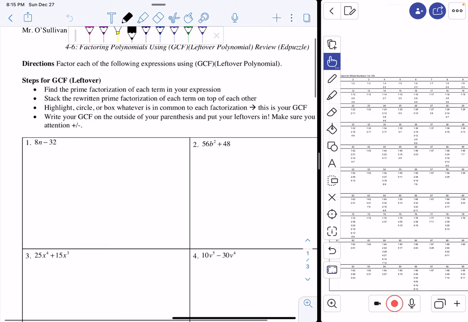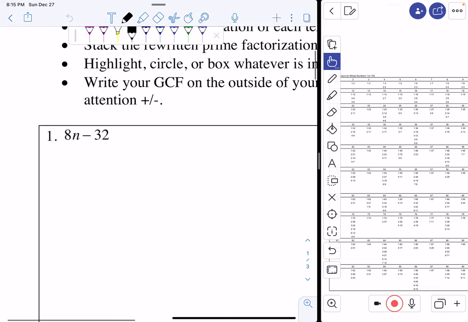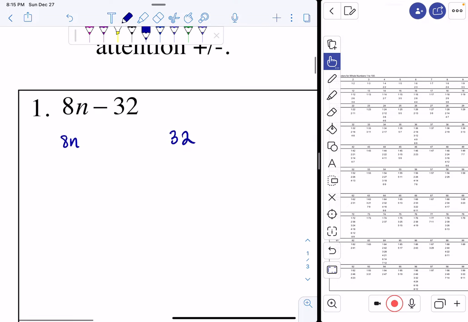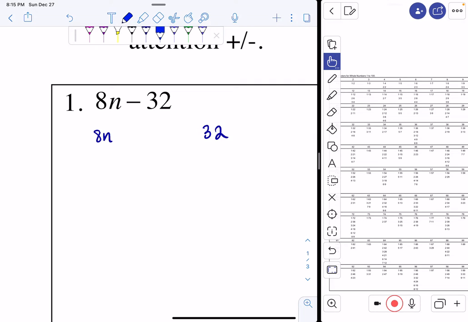So for our first example, we want to find the GCF and leftovers of 8n minus 32. Please pay very close attention. We rewrite the prime factorization of each of our terms. So in this case, our 8n and our 32. So how it's going to work is we basically want to break apart our 8n.